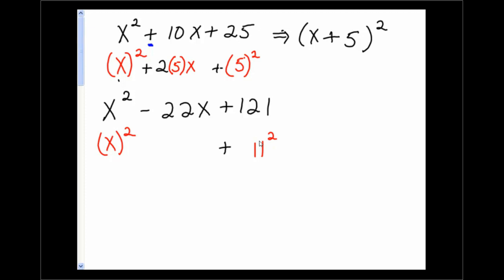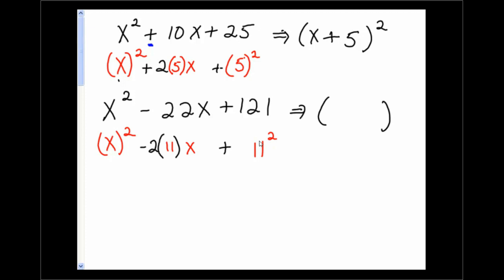Check this middle term out. All right, it should be 2 times the product of what's being squared. So it should be 2 times the 11 and then also the x. And does that match up? Yes, it does. So how does this factor?